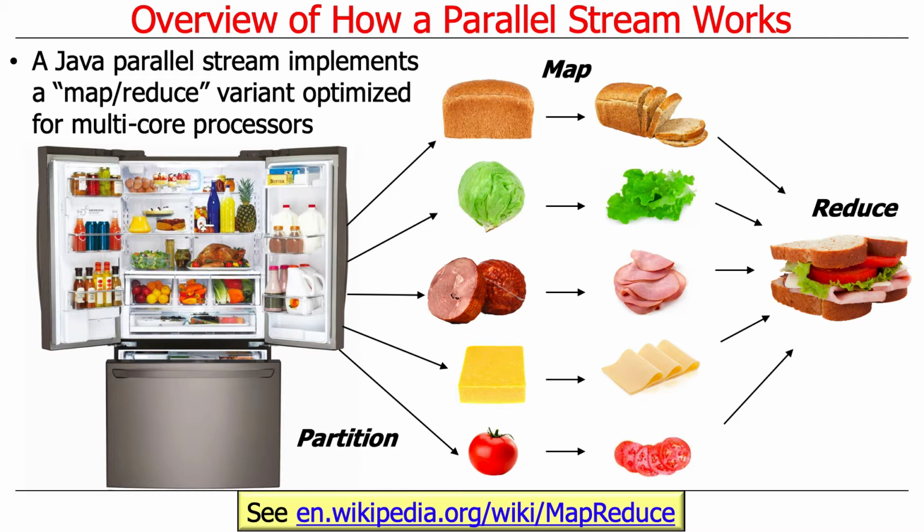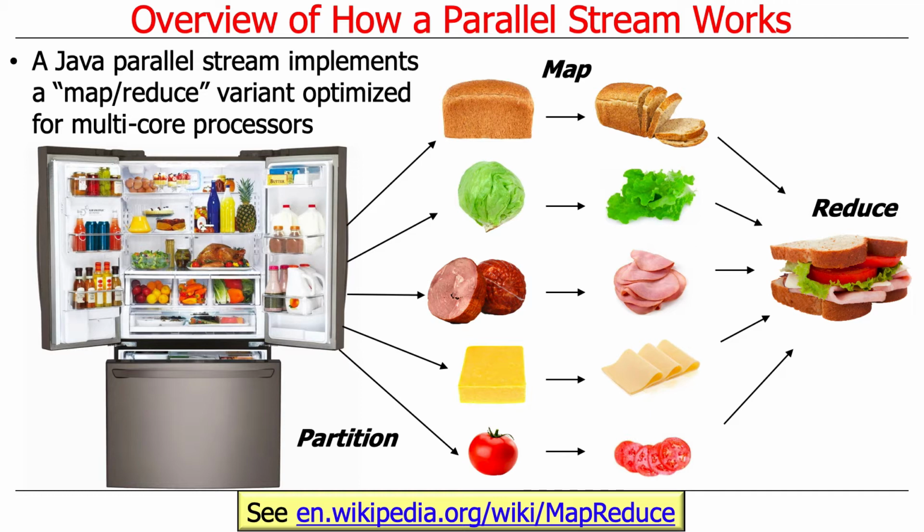And we start by partitioning it up into different food groups. So we've got bread, lettuce, some kind of meat, cheese, and tomatoes. So that's the partitioning phase. We split the source of input up into multiple chunks. And you can imagine there might be a different person handling each one of these things.